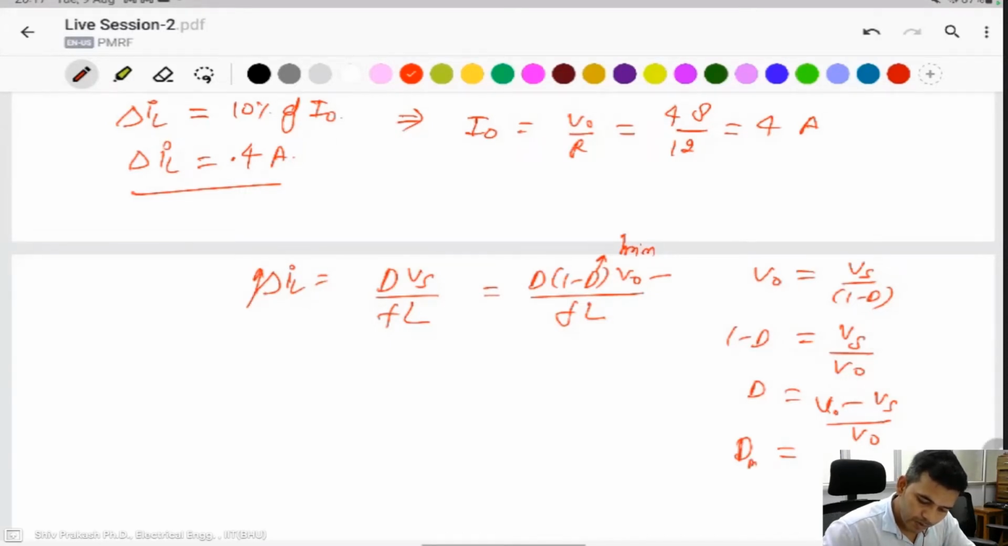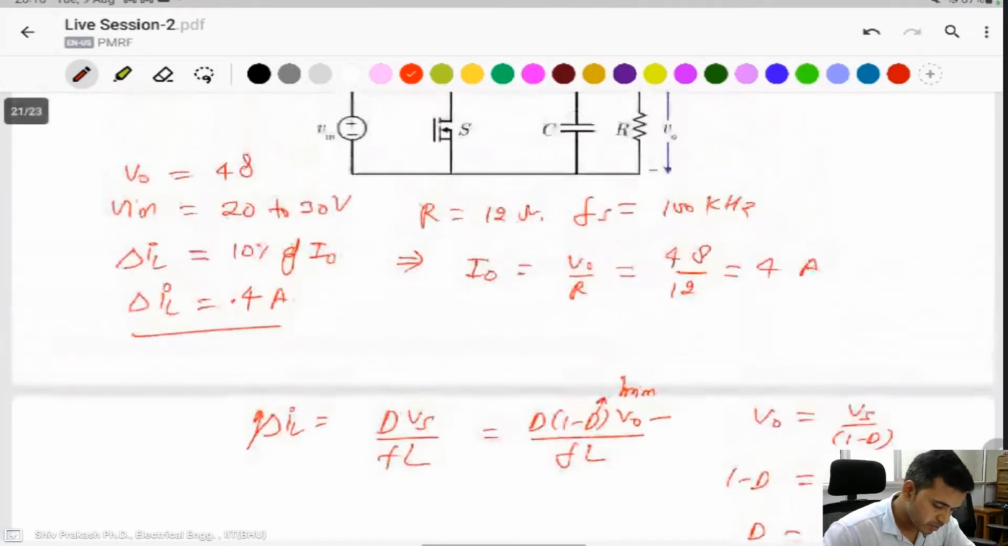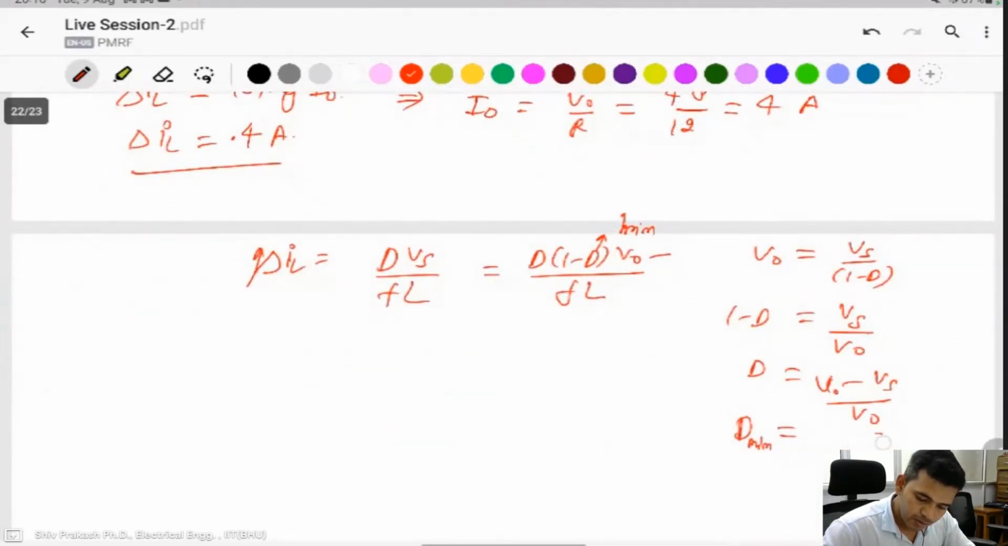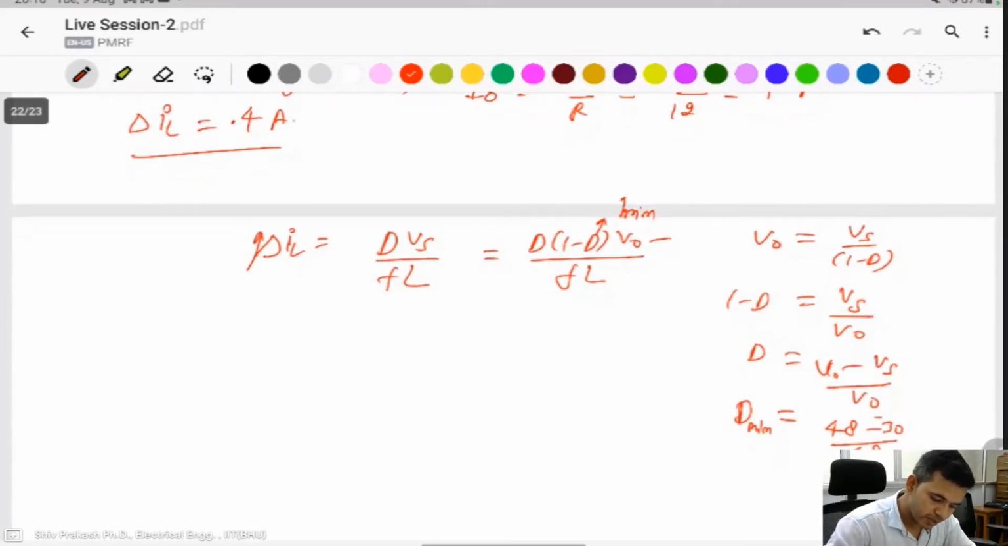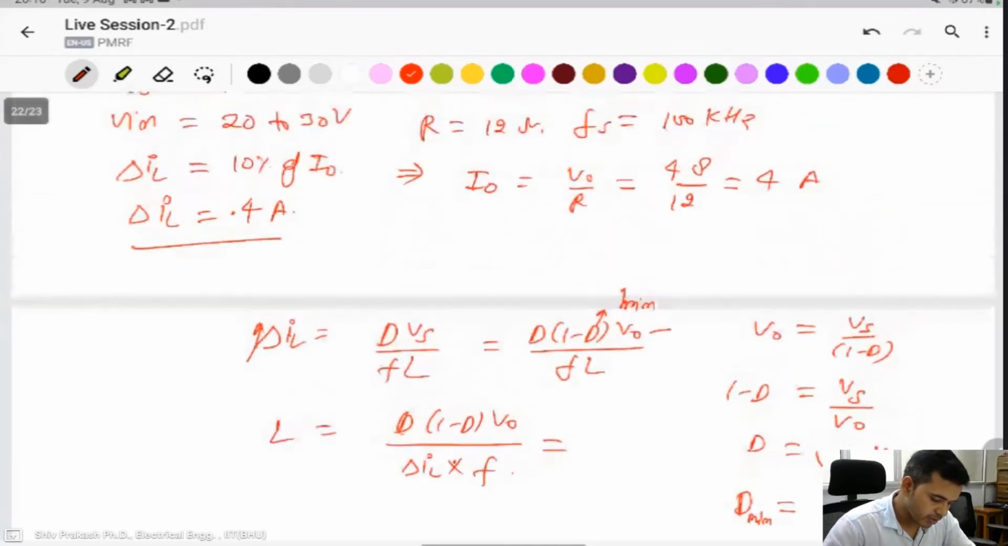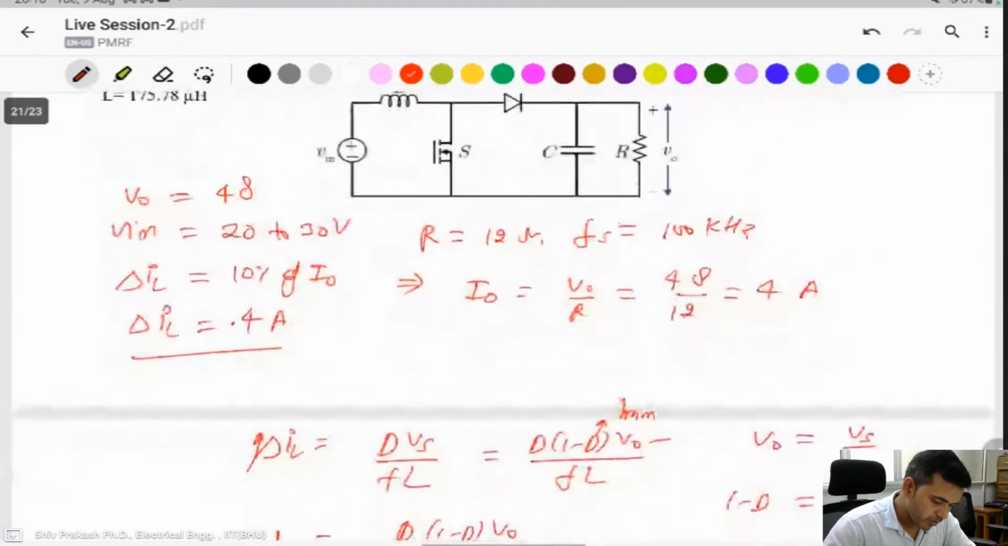We will find the minimum value. Take the output minus Vs maximum, 30. Find this and put this here, then you find L is equal to D 1 minus D V naught, delta IL given 0.4 into F, and find the answer of 125.7.